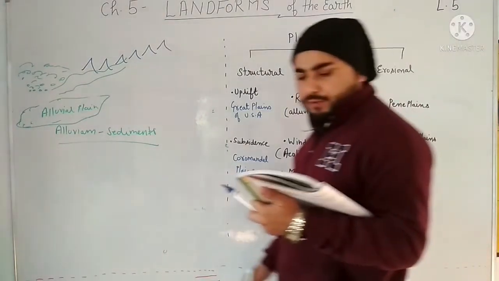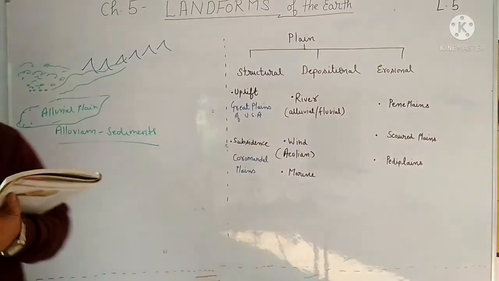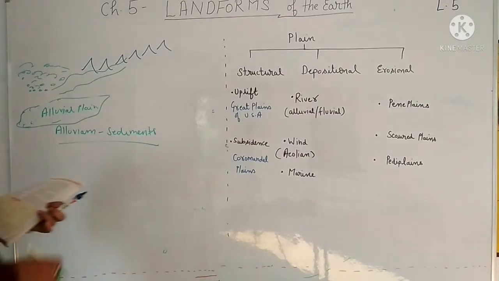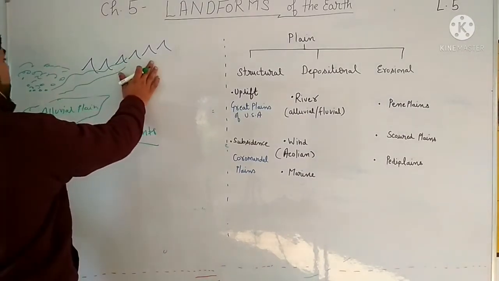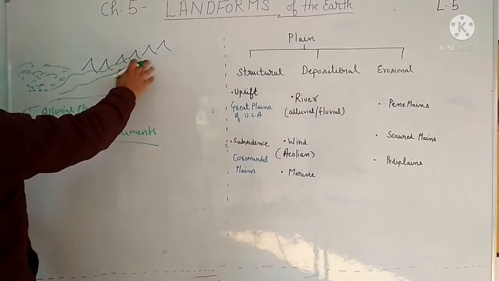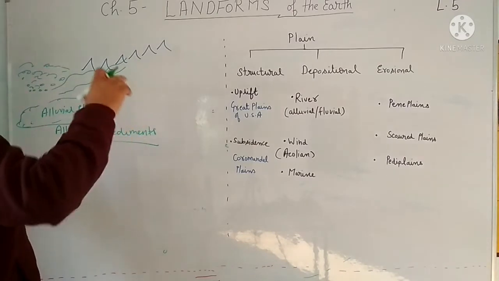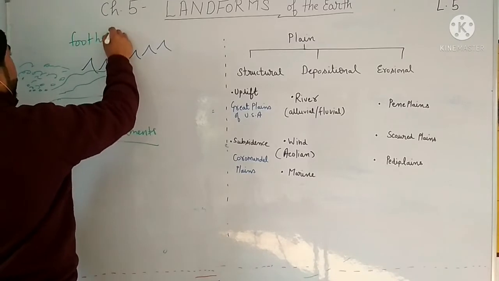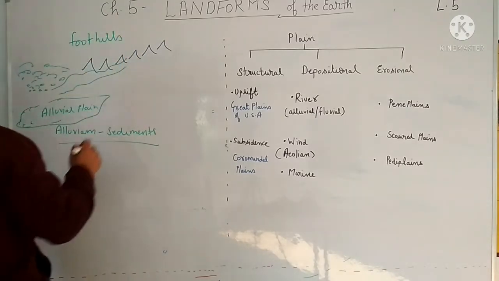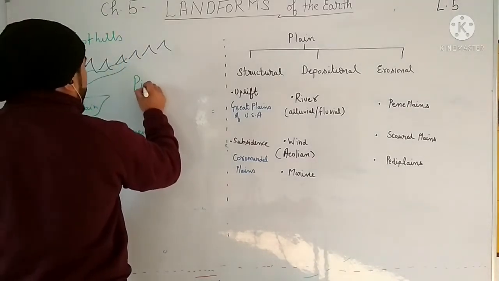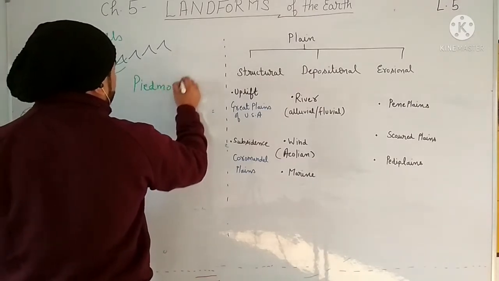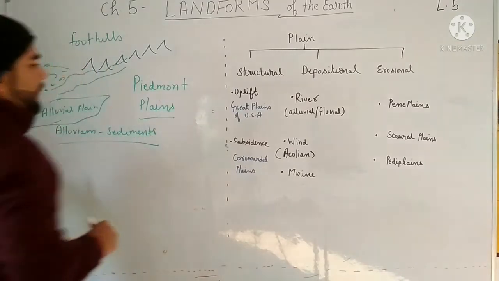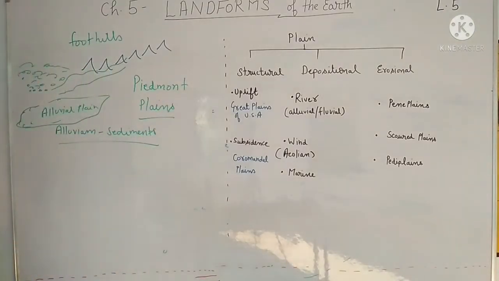Then we are having another plains. At the foothills of the mountains are formed Piedmont Alluvial Plains. Suppose this is the mountain, and after crossing mountains, on the foothills only, if plains are getting formed, then those types of plains are called Piedmont Plains.